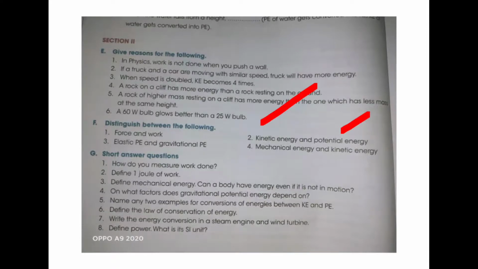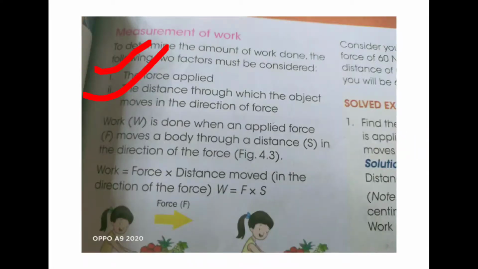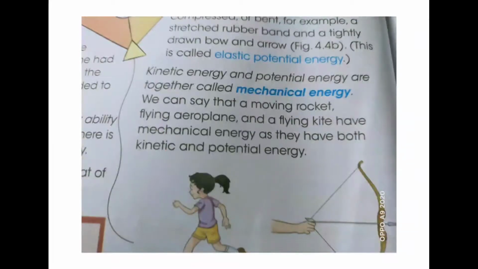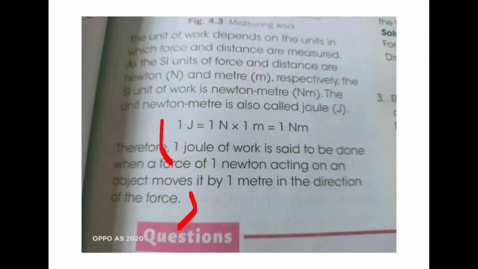Next question, define mechanical energy. Can a body have energy even if it is not in motion? So mechanical energy: kinetic energy and potential energy are together called mechanical energy. Or you can say the sum of kinetic energy and potential energy is called mechanical energy. So you can apply here the sum, S-U-M, the sum of kinetic energy and potential energy together is called mechanical energy, right?